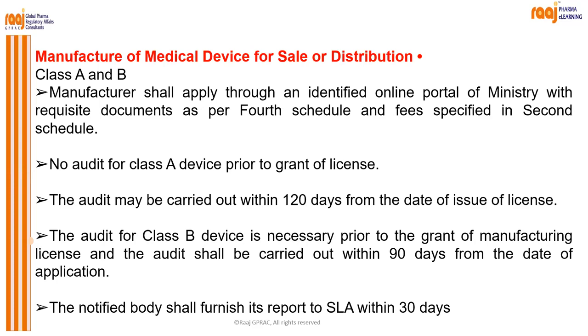Then again, class A, as we discussed, and the audit of class B device is necessary prior to the grant of manufacturing license. So I hope you understood the difference. For class A, there is no audit prior to grant of license, but there will be an audit after 120 days from the date of issue. Whereas for a class B device, an audit is necessary prior to grant of manufacturing license, and the audit shall be carried out within 90 days from the date of application. So when we apply, within those 90 days of application, there will be an audit. Then the notified body shall furnish its report to the SLA within 30 days. Pretty simple.